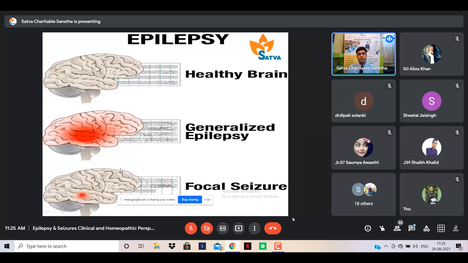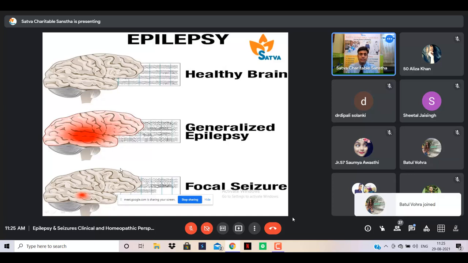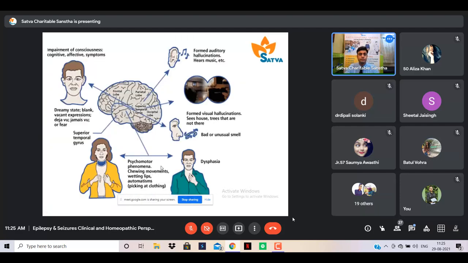Then the third photograph shows a small, very discrete area, or focal area, from where there is an abnormal impulse, which can be reported on the spectrometry scan, and that leads to the focal seizure, that leads to focal convulsions. This photograph we'll discuss later when we talk about the various types of convulsions and seizures.